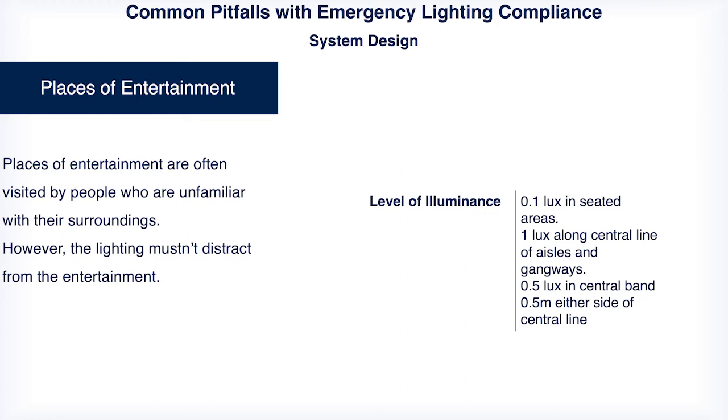The light levels follow typically what we would use in a corridor. So 0.1 lux in seated areas and 1 lux along the aisles and gangways. And that follows with the corridor lighting that we spoke about earlier. So effectively, in a cinema, for instance, they're talking about the line of seats and all of the areas that you would walk along being almost classed as a corridor. 1 lux along the centre line, 0.5 in a central band, and 0.5 either side.